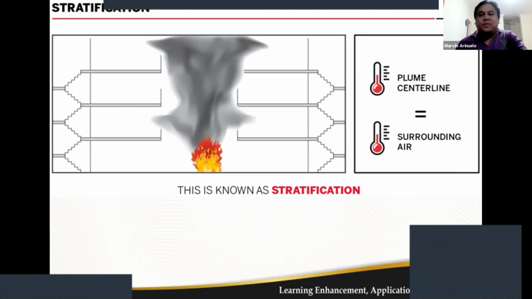So there is no more gas and smoke rising. Why? Because typically the temperature in the surroundings is the same. There's no hot or cold. There's no cold air here anymore. All are hot.